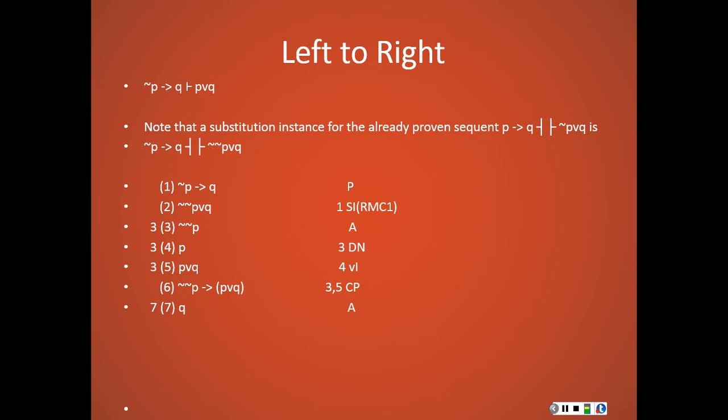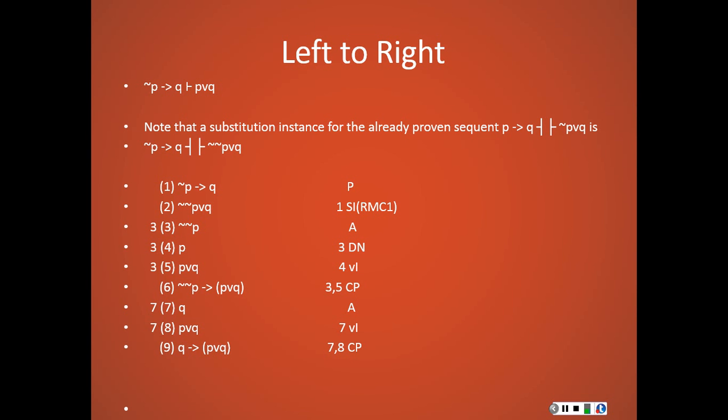I'll go ahead and assume Q and try to get my conclusion. Well, it's really easy to get my conclusion P or Q from Q. I just need to use OR introduction. So now I've got my conclusion following from Q. I use conditional proof to discharge my assumption.